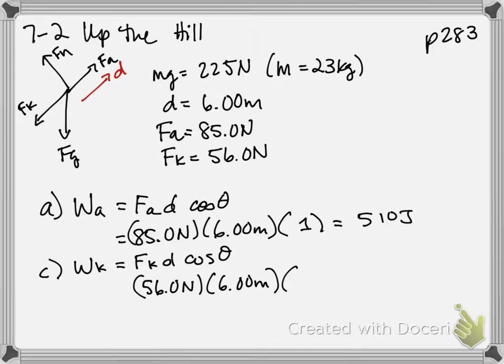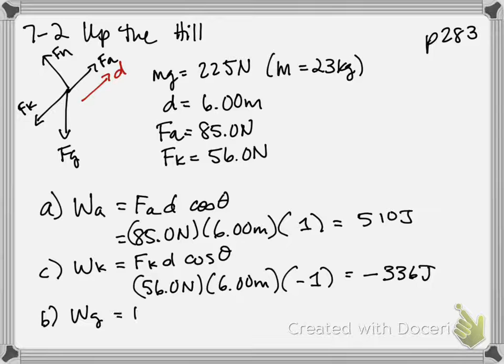Now, for the angle. Friction is acting down the ramp. The displacement is up the ramp. That's a 180-degree angle, and the cosine of 180 degrees is -1. So that goes there in my Fk d cosine theta formula, and now I'm going to get -336 joules.